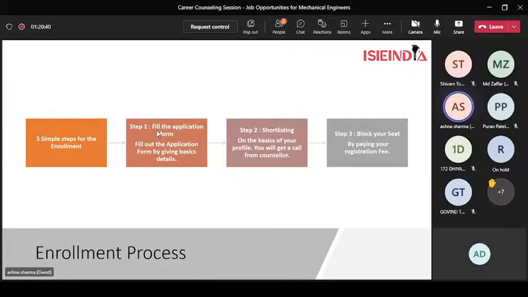There are 3 steps in the enrollment process. First, fill out the application form by giving your basic details. After that, the second step is shortlisting on the basis of your profile. You will get a call from a counselor and block your seat by paying your registration fees.